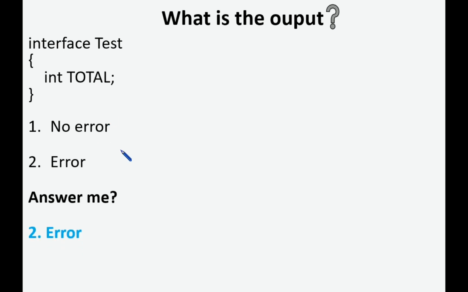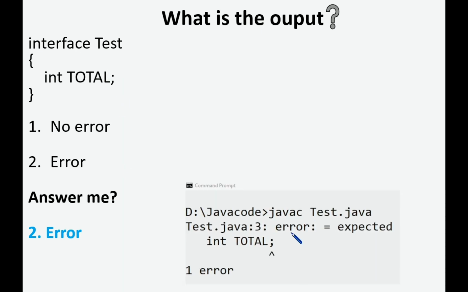Yes, error. Why? Whenever we are declaring a variable inside an interface, we must initialize it. Otherwise what will happen? It shows an error. Now the compiler shows that an equal sign is expected. So we should initialize the variable. That is the reason.